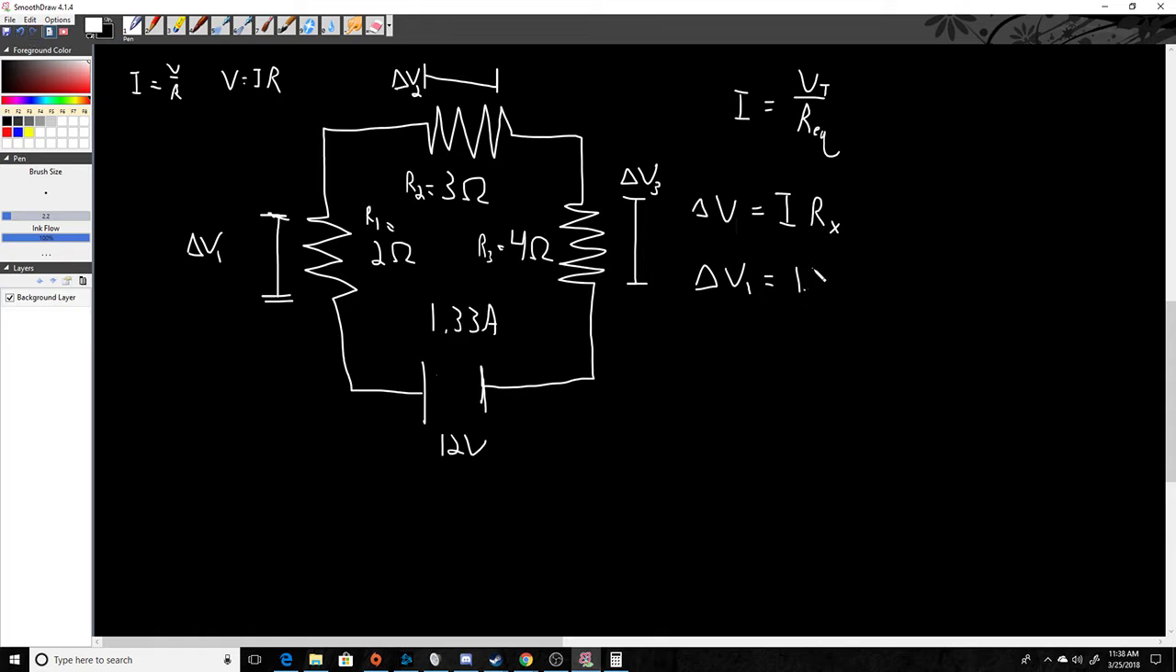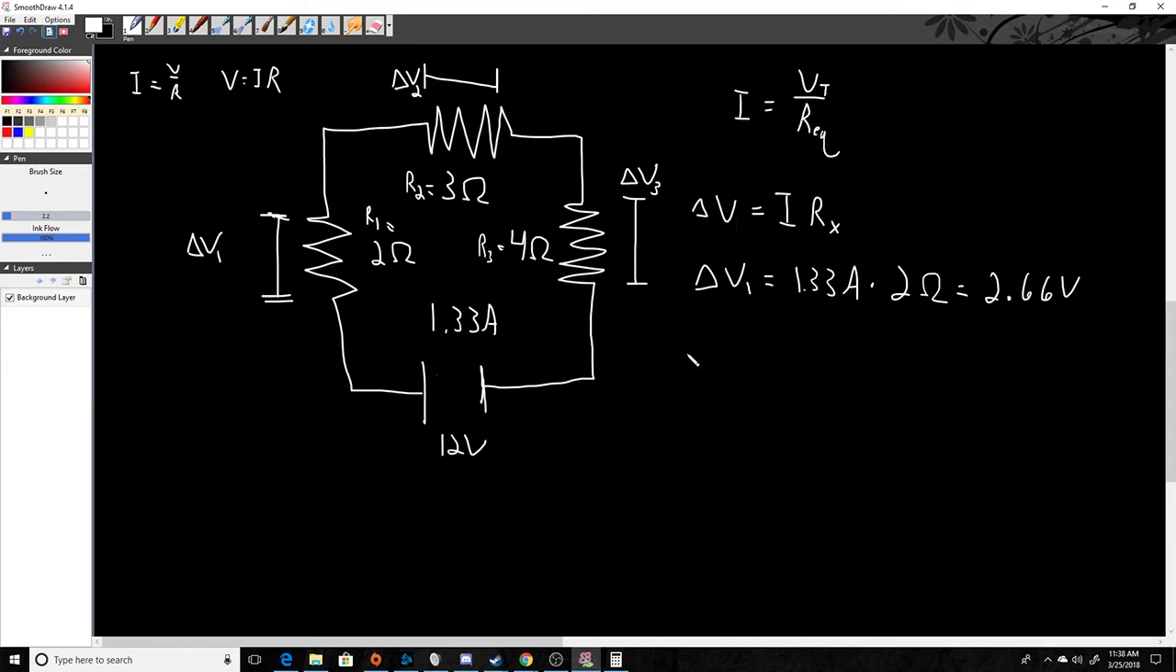All right. So really the voltage drop off is just going to be equal to the current times whatever resistor we're talking about. If I want the voltage drop off for resistor 1, it's going to be the current, 1.33 amps, times resistor 1 in this case, which is 2 ohms. And that should get me 2.66 volts. So the voltage difference from before the resistor to after the resistor is a difference of 2.66 volts.